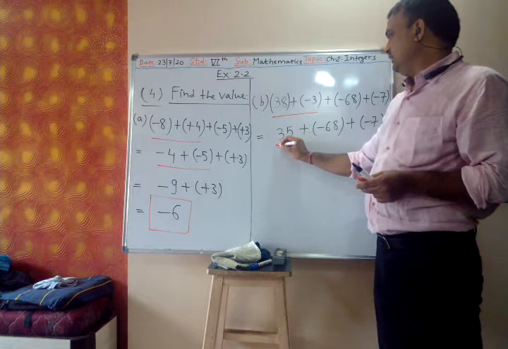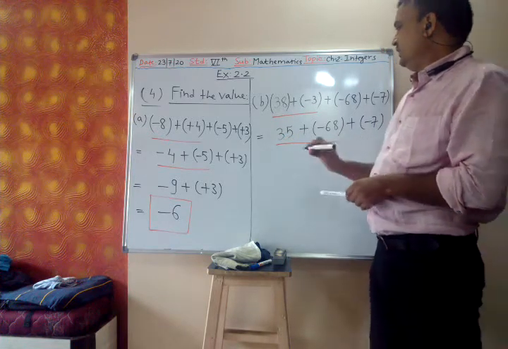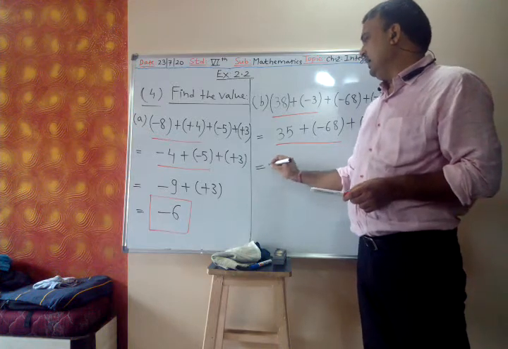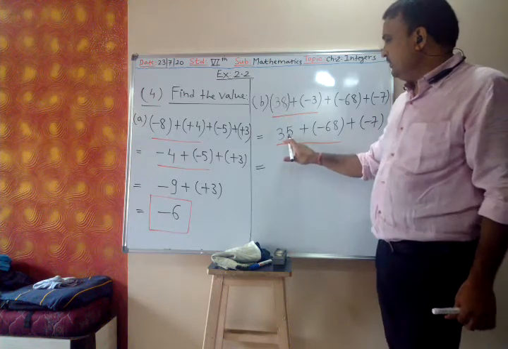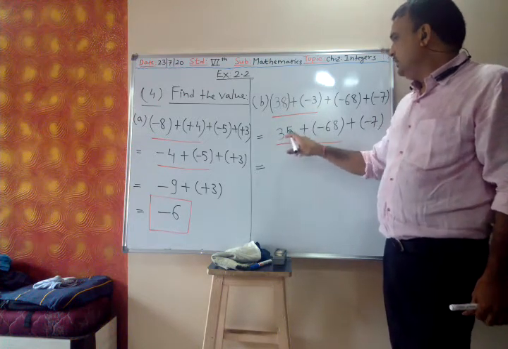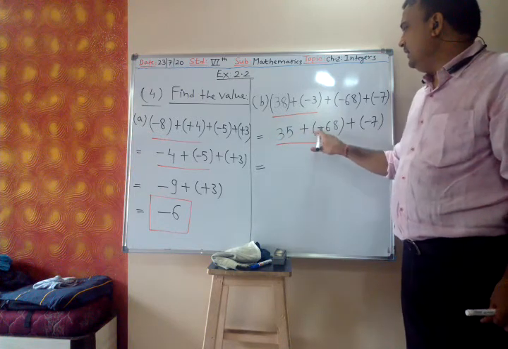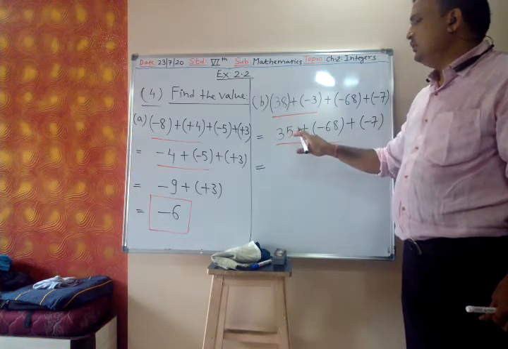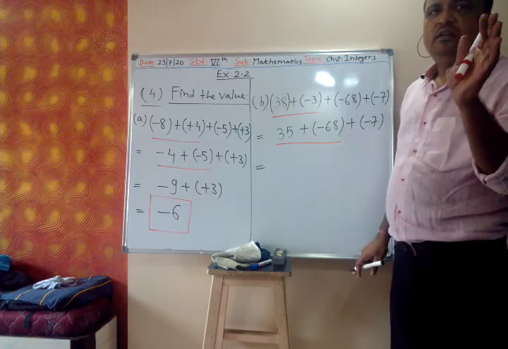35 plus minus 68. Let us simplify. Now what is sign of 35? Plus. What is sign of 68? Minus. So plus and minus, they have opposite sign. So I have to subtract.